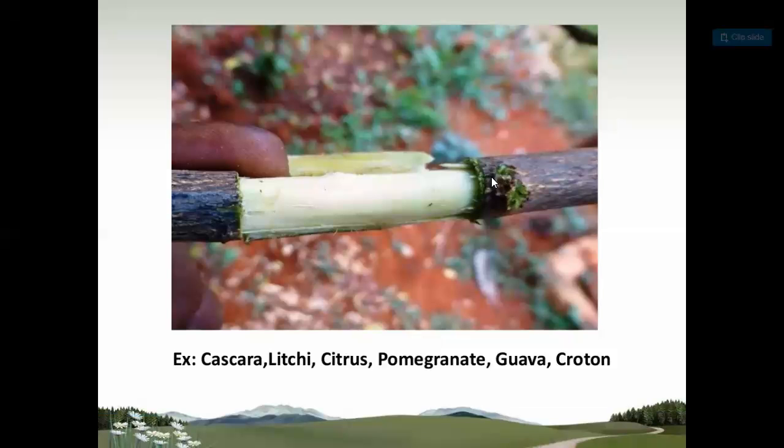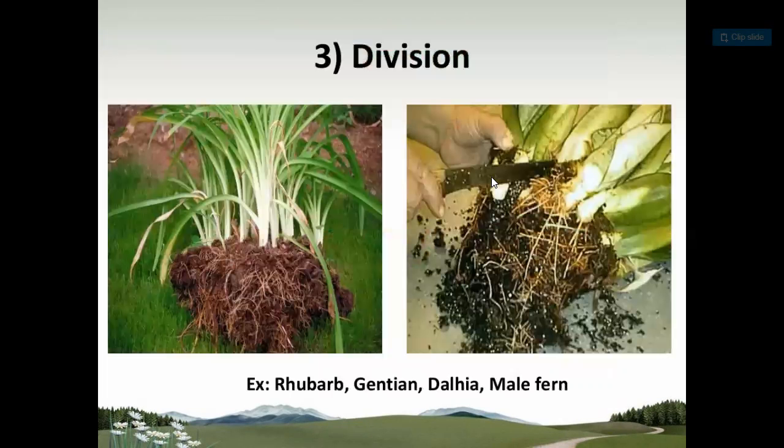Here you can see in the real image how they have to remove the stem part, the main cortex and cork texture of the stem, that we have to remove till the wood. In the case of cascara bark, lychee fruit is there. In citrus, lemon, orange. In the case of pomegranate, right, and guava and croton. So these are the different examples for layering method 2.